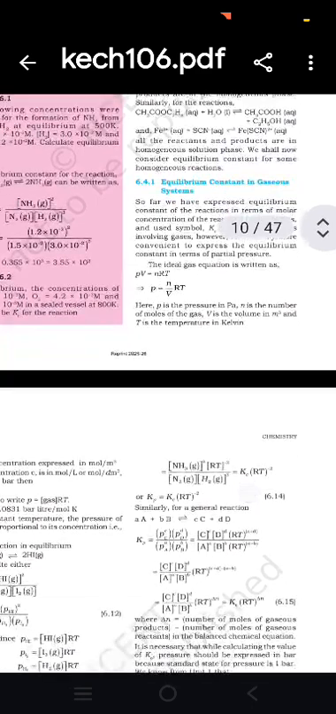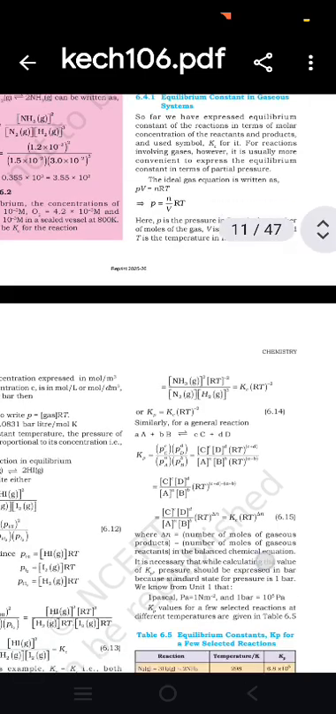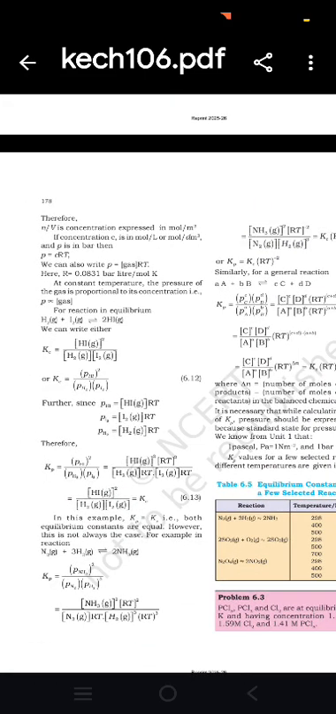The ideal gas equation is written PV = nRT. P = (n/V)RT. Here P is the pressure in pascal, n is the number of moles of gas, V is the volume, and T is the temperature in Kelvin. Therefore, n/V is the concentration expressed in mole per meter cube.